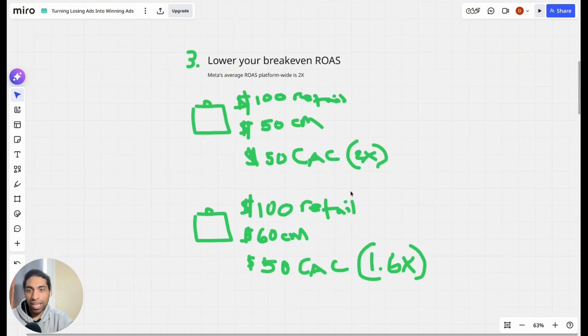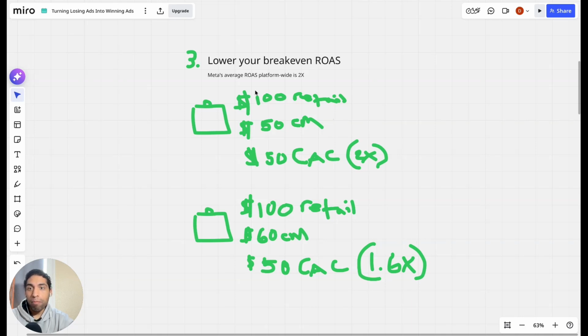So what you want to do instead is, if you have a $100 perfume bottle you're selling for $100, you want a $60 contribution margin. Again, this is relating to COGS, shipping labels, pick and pack fees, and all the good stuff. And then as you're running ads, you still have a $50 CAC. Now, in this situation, what you're left with is a 1.6x ROAS.